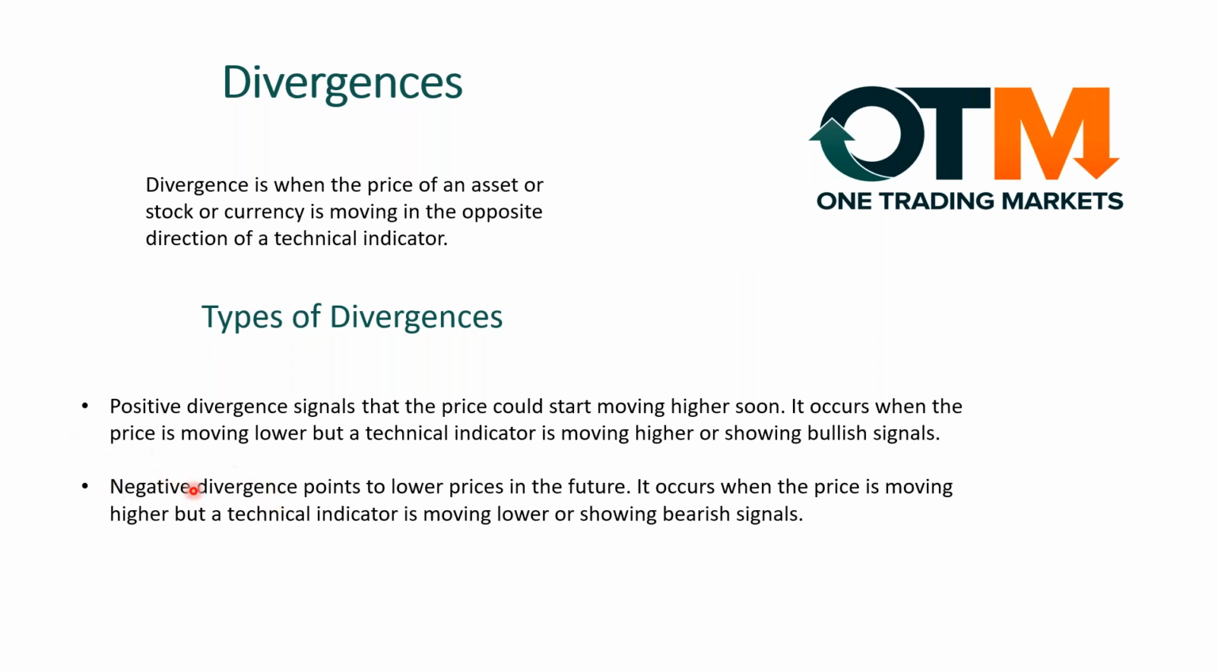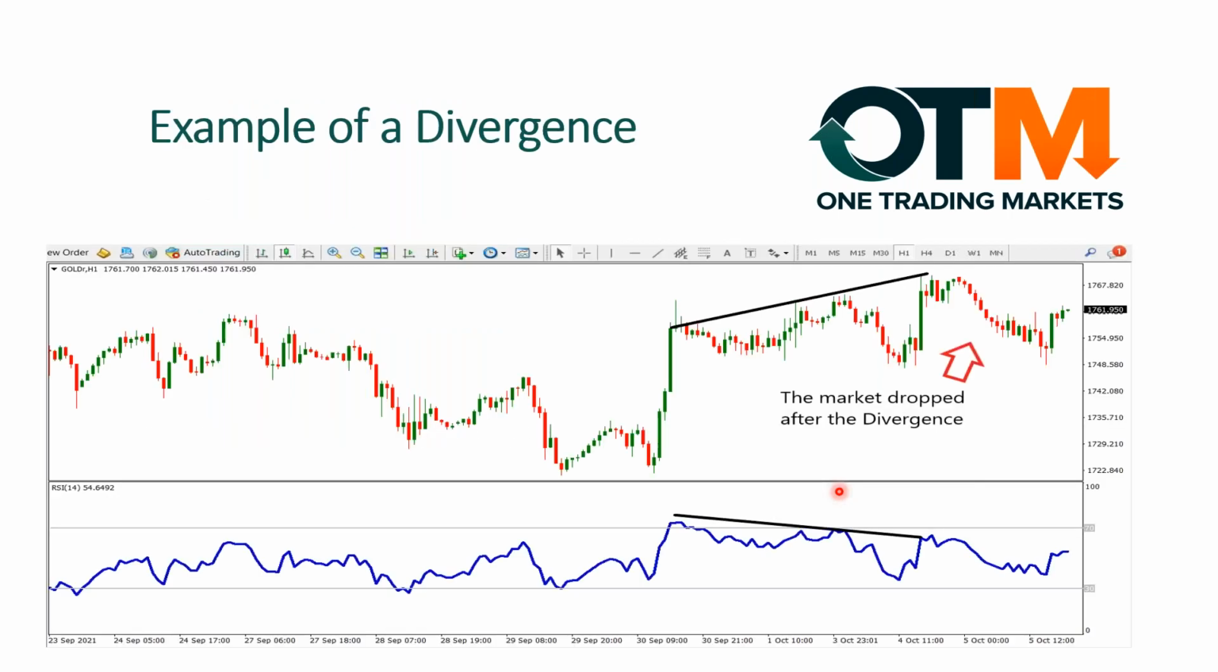Now, as well, we have a negative divergence. We're going to see some examples right now. Negative divergence points to lower prices in the future. It tells us that the market could be dropping in the near future. So it occurs when the price is moving higher, but the technical indicator is moving lower, showing bearish signals. Let's look at some examples on picture, then we'll check some real life examples, searching on the chart together, and we'll see how divergences actually work.